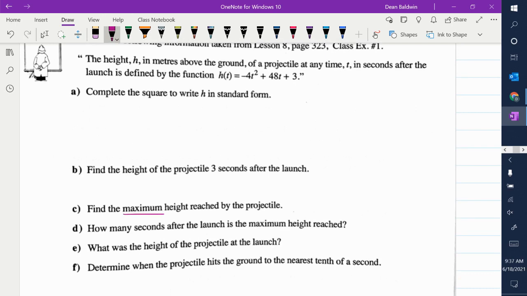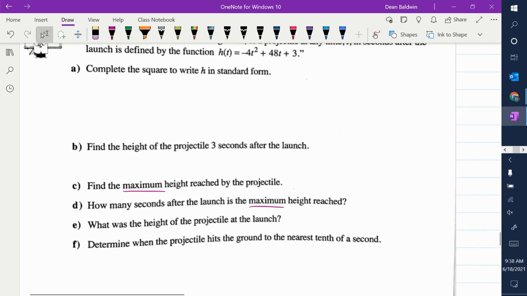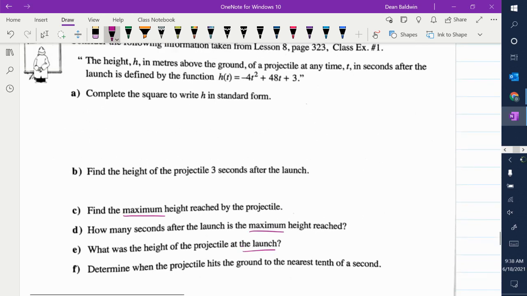They're going to ask us a whole bunch of questions. They're going to ask us max height. They're going to ask us when max height is reached. What's the height of the projectile at launch? And when does it hit the ground? You know what all these questions are actually asking? It's not, well, yeah, I guess it is physics. But they're asking for the vertex, they're asking for the Y-intercept, and they're asking for the X-intercepts.